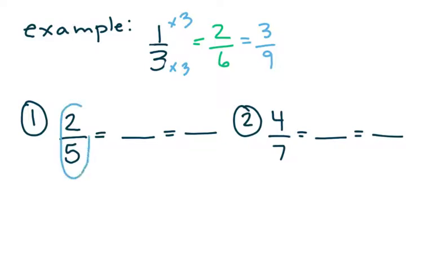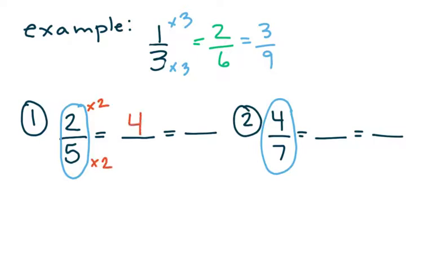Number 1, find two equivalent fractions for 2/5 and number 2 for 4/7. You will need to pause your video at this time to come up with equivalent fractions. Now, you may not have the same equivalent fractions, but you should have used the same process.